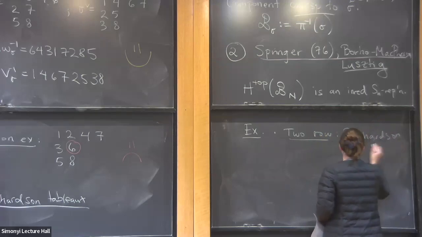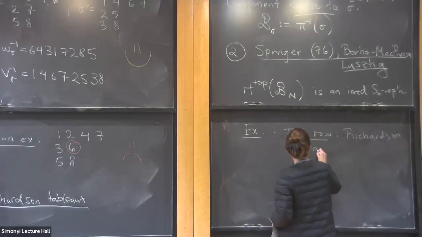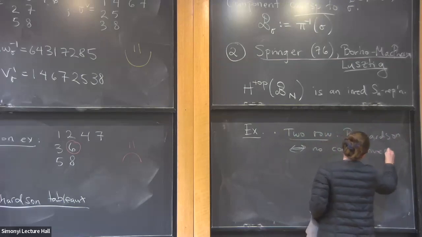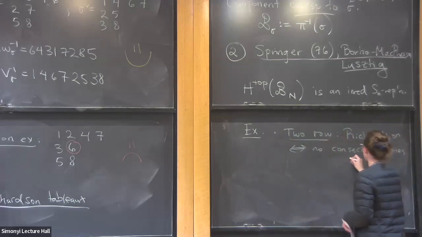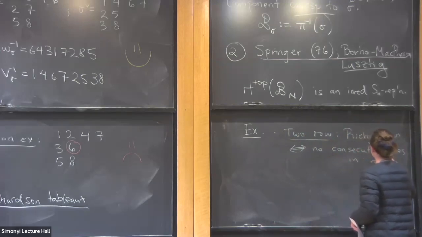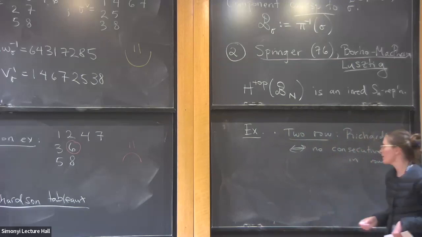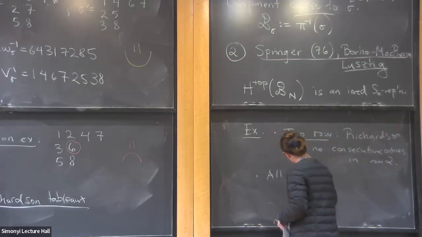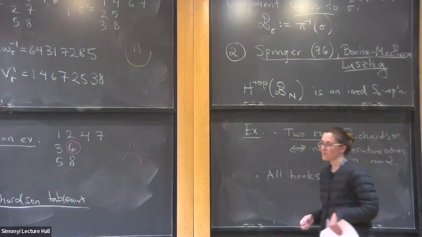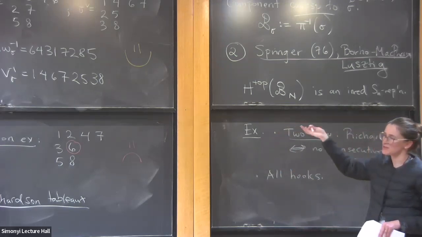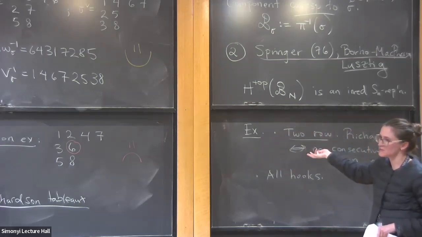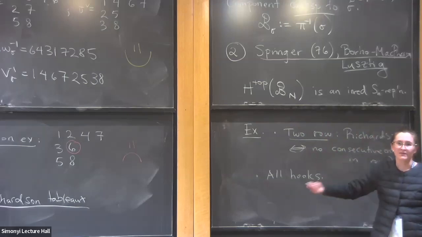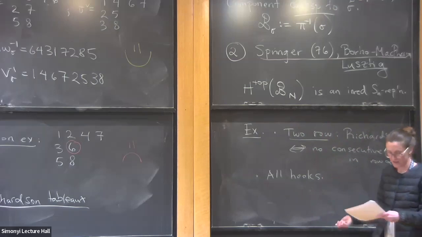You're Richardson if and only if you have no consecutive entries in row 2. So you can think about that for a little bit. As Zach pointed out, if you look at entries in the top row, this condition is vacuous. And because of that, all hooks are automatically going to satisfy this property.